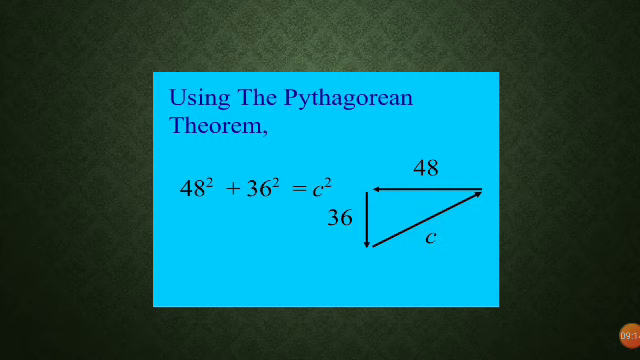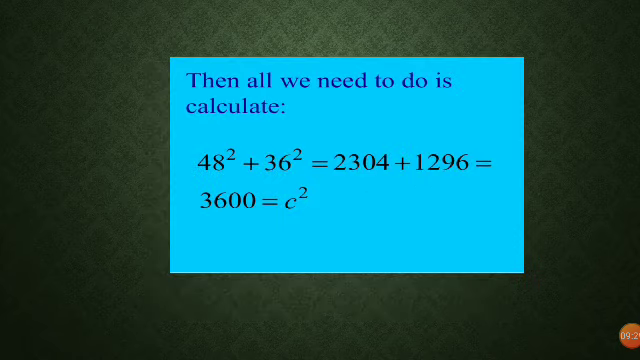We don't have a value for C square. So 36 square plus 48 square equal to C square. All we need to do is calculate 48 square plus 36 square. 48 into 48 is 2304. 36 into 36 is 1296. Then add it up: 2304 plus 1296, we get 3600. 3600 equal to C square.